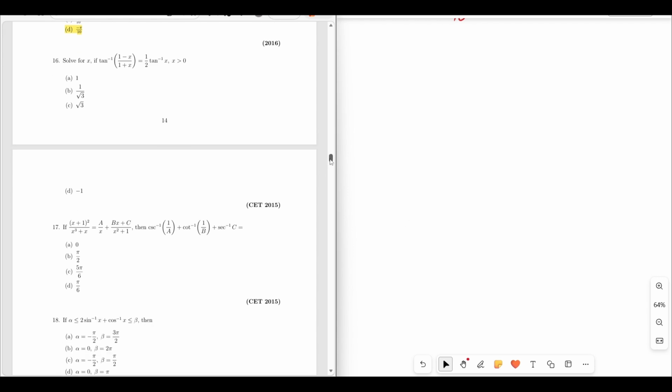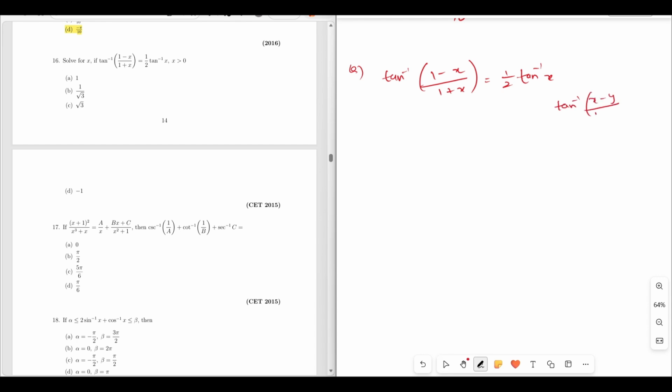Moving on to the question from the year 2015, they have asked you to solve for x. That means you are supposed to find the value of x, and the given condition is tan inverse of (1 minus x) divided by (1 plus x) is equal to 1 by 2 tan inverse x, where x is greater than 0. So now we all know that tan inverse of (x minus y) divided by (1 plus xy) is equal to tan inverse x minus tan inverse y.